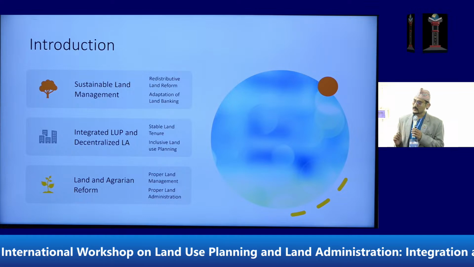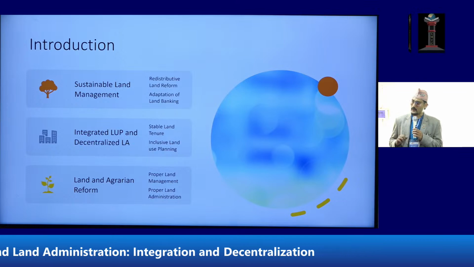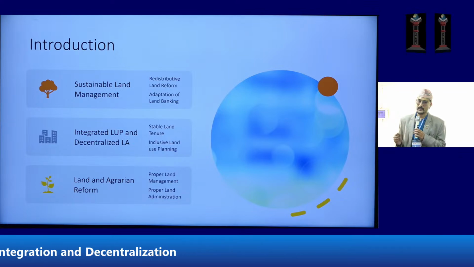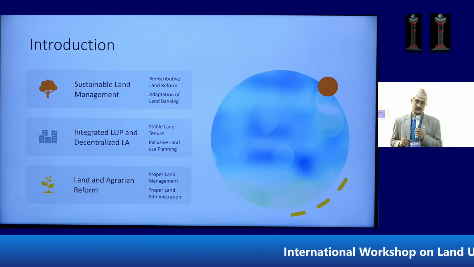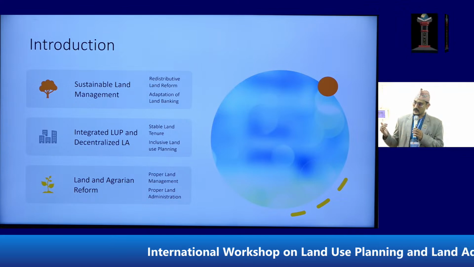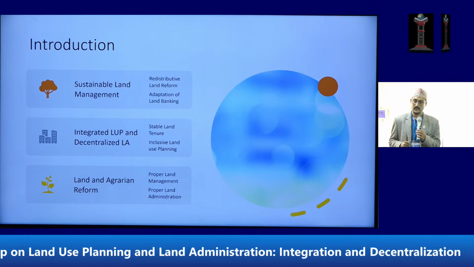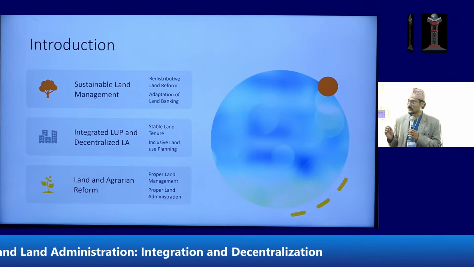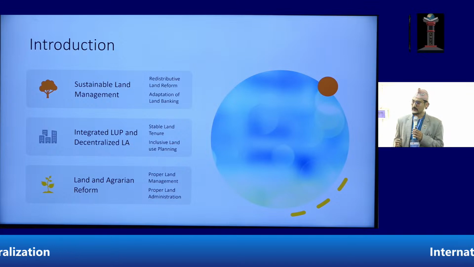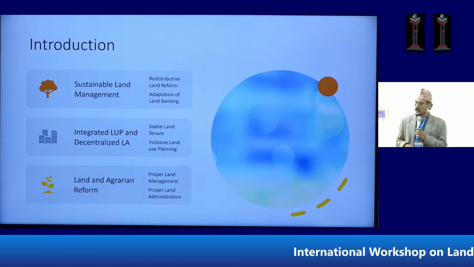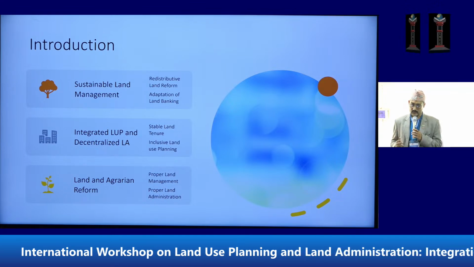The theoretical and conceptual framework for this study looks into the aspect of sustainable land management from redistributed land reform, then the adaptation of land banking, which would address the integration of land use planning, and then the decentralization of land administration with stable land tenure and inclusive land use planning. Then there is the important agenda of land and agrarian reform, which should be addressed with proper land management and proper land administration.